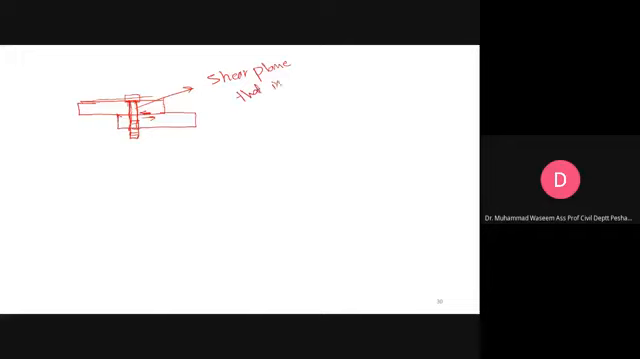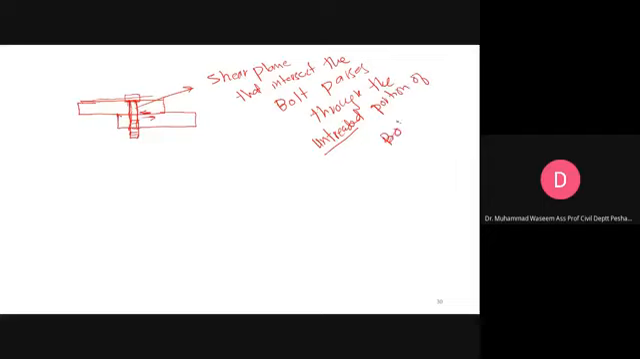Shear plane that intersects the bolt passes through the unthreaded portion of the bolt. Okay, this is case 1.